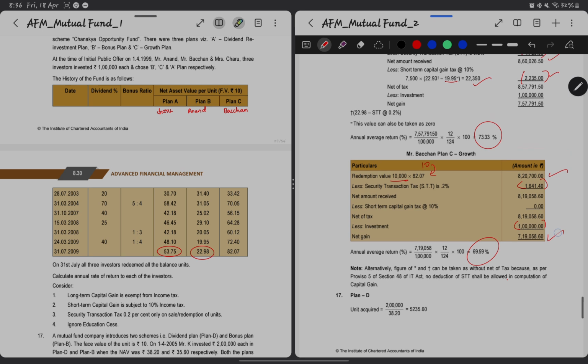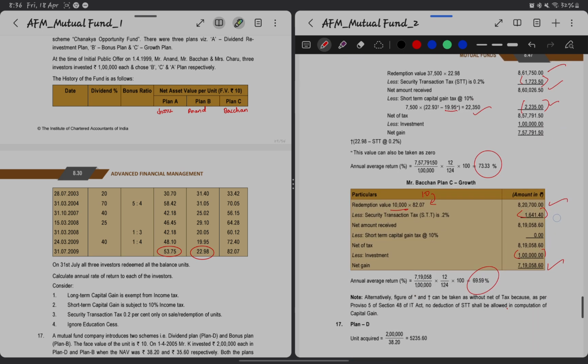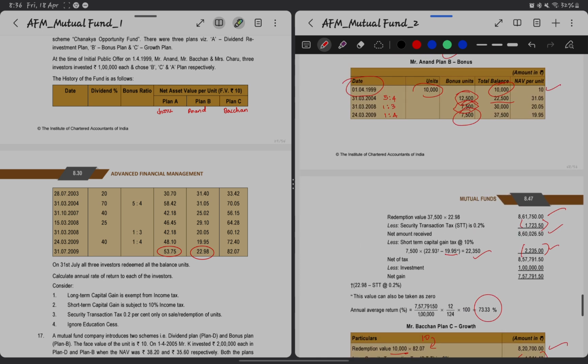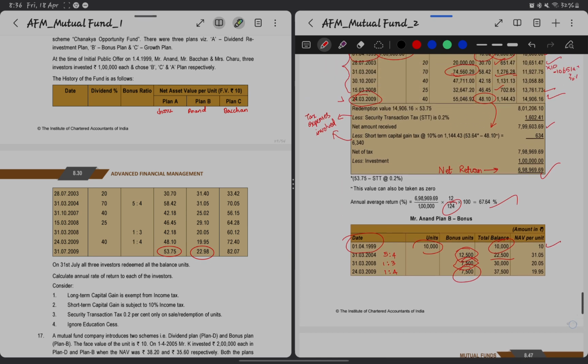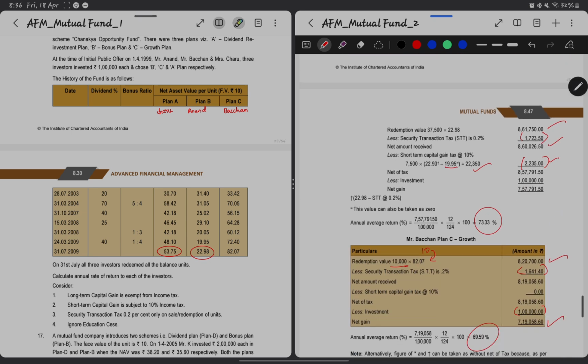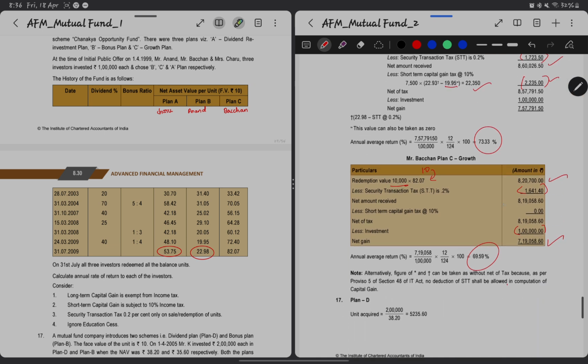The growth model. So as we can see here, the bonus share plan gave us the more return. In case of dividend growth model, it is 67.67. In case of bonus plan, it is 73.33, and in case of growth model, it is 69.79. Thank you.